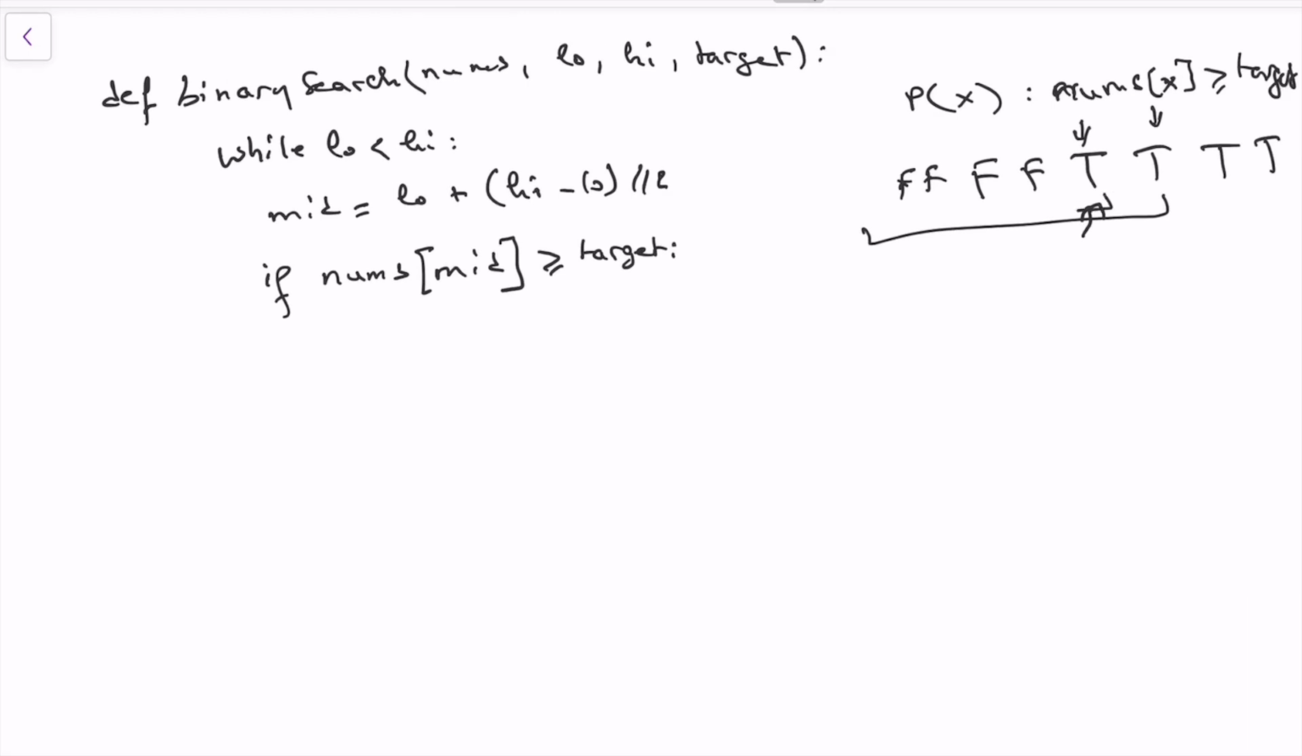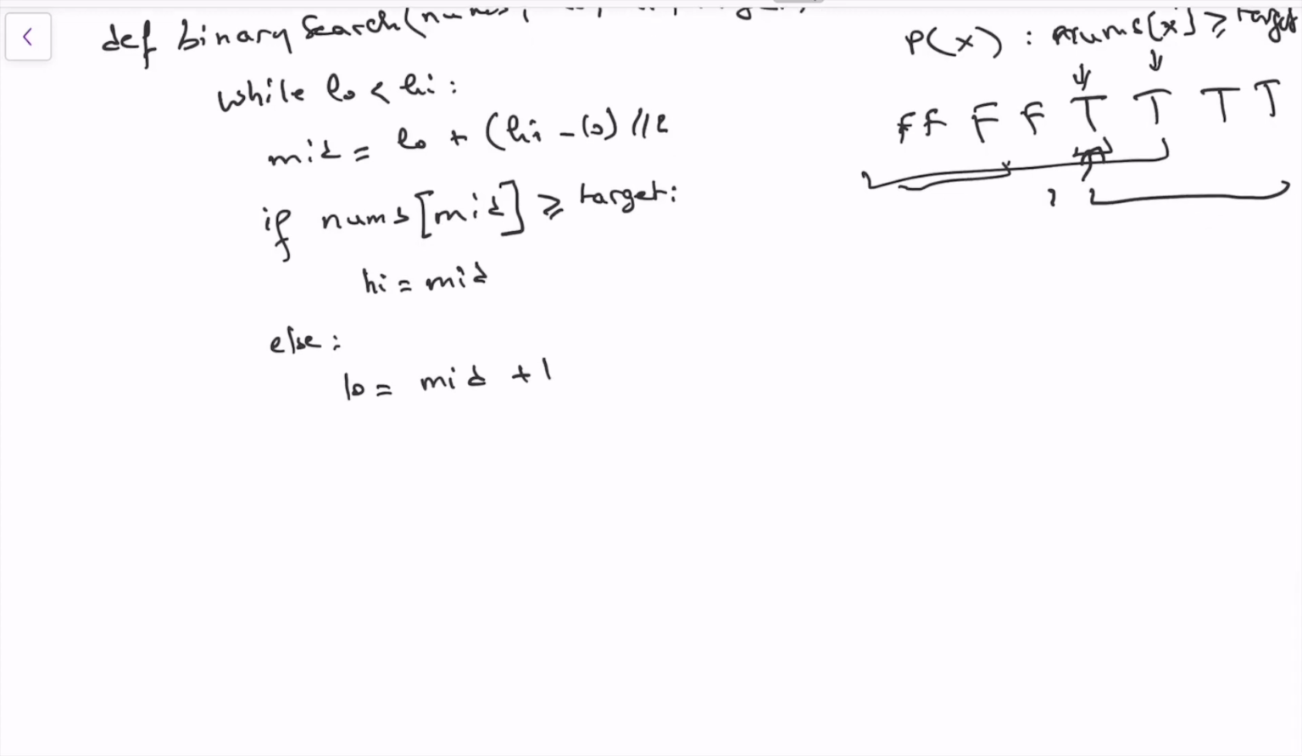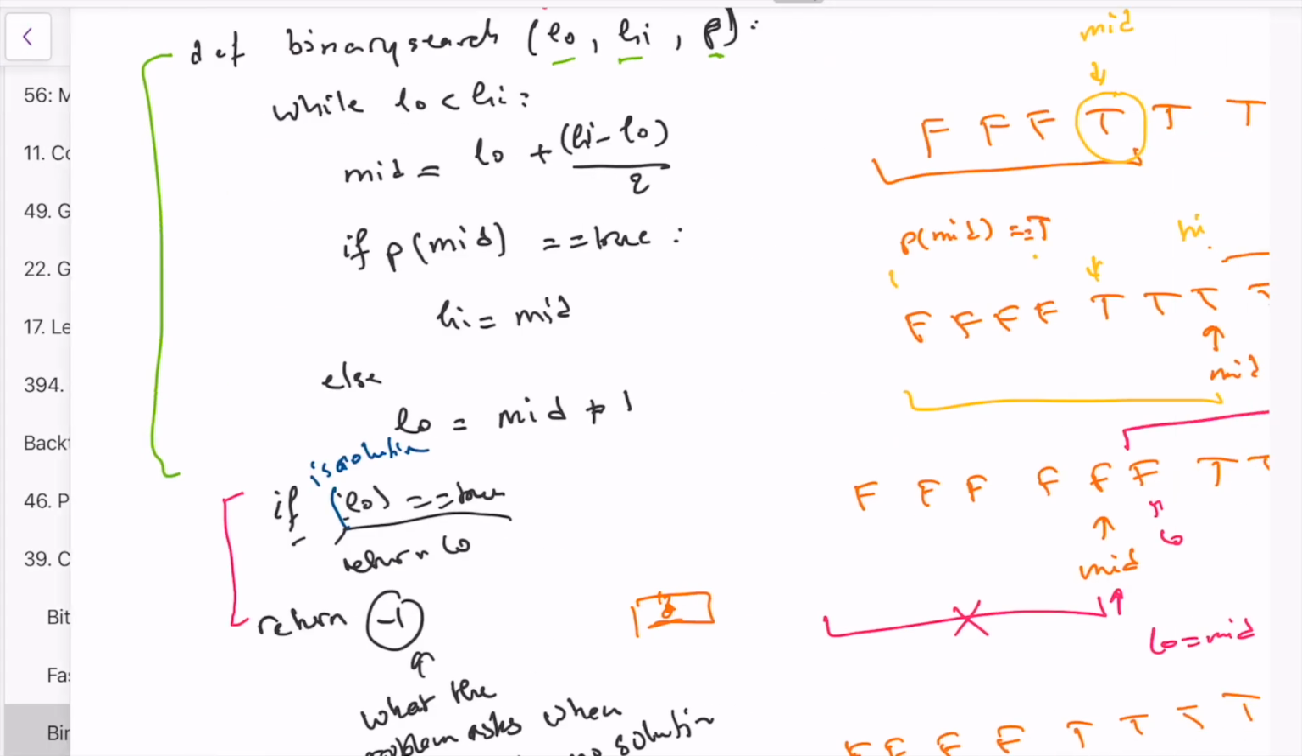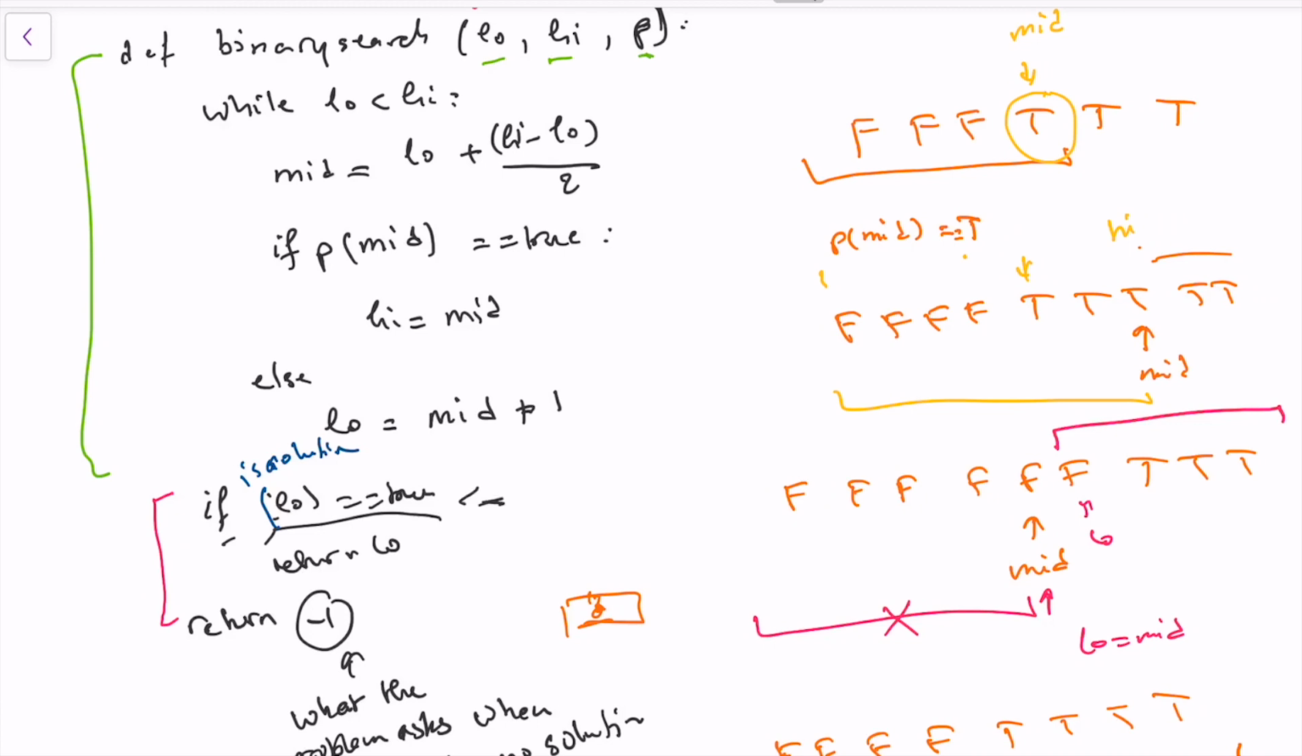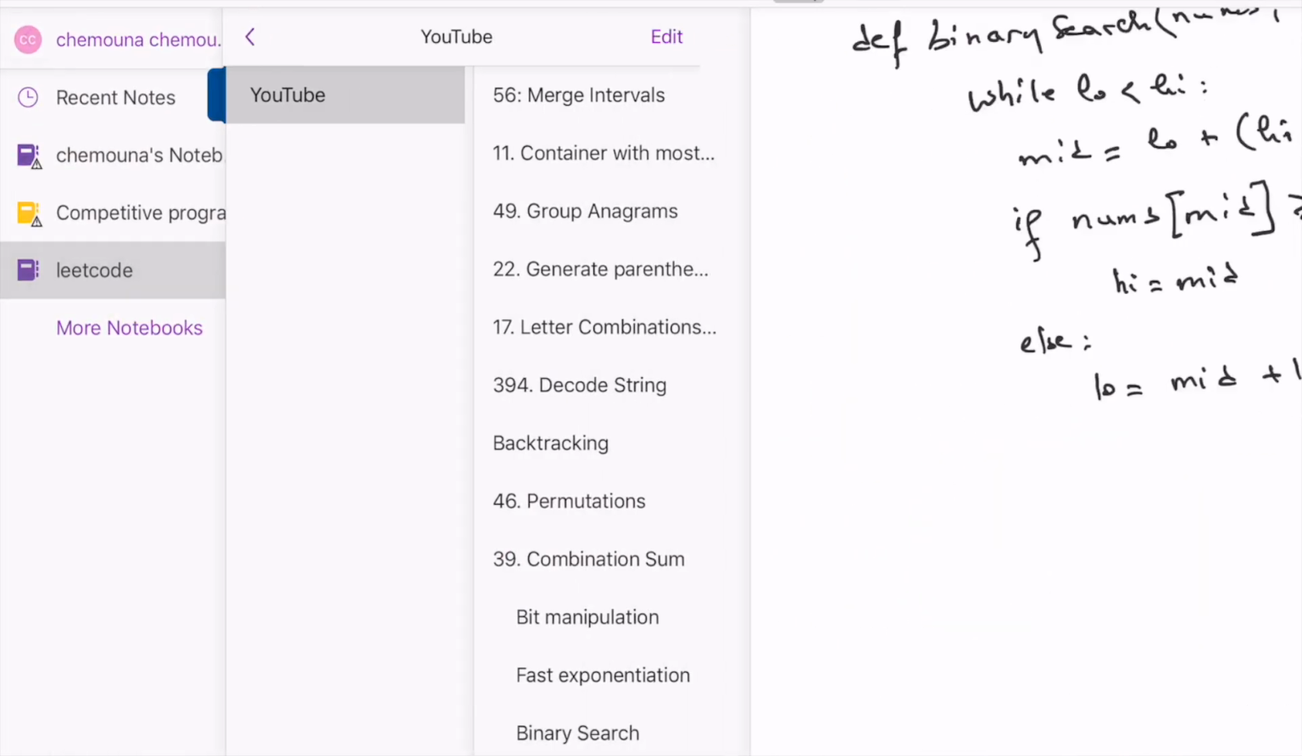But we need to keep mid, because maybe it is the first element that we are looking for, and so we say high equal to mid. Otherwise, if it's false, there is no reason to go left. We know that these values are false. There is no value equal to target there, so we need to look right after the false value. And so we say low equal to mid plus 1. Then after that, we need just to check if it's a solution following our binary search template, and if it is, return the index, otherwise return -1.